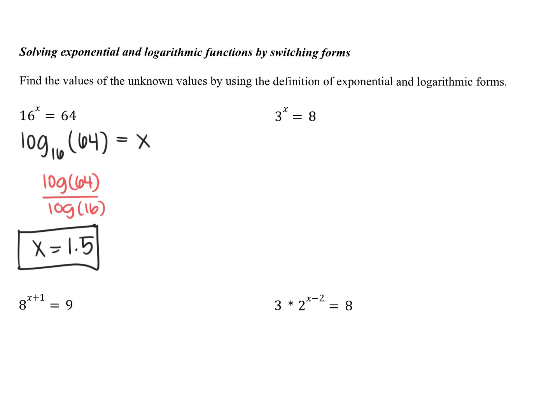Our second example, 3 to the x equals 8. Now I cannot solve this equation by rewriting both of them as the same base. So my only option here is to use logarithmic form. So it becomes log base 3 of 8 equals x. On my calculator, we're going to do log 8 divided by log 3, and we're going to get x equals 1.89.